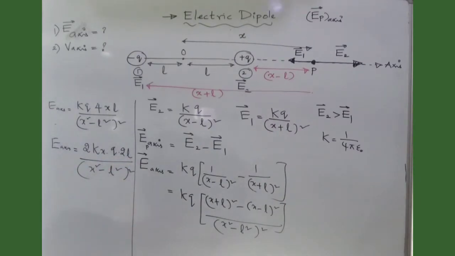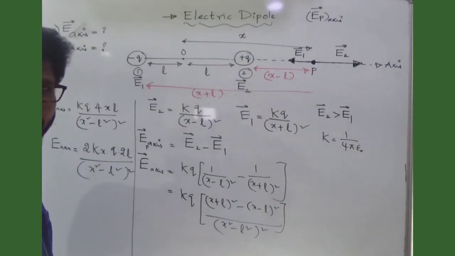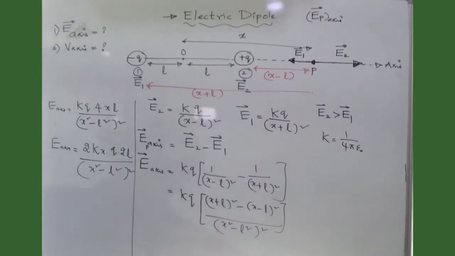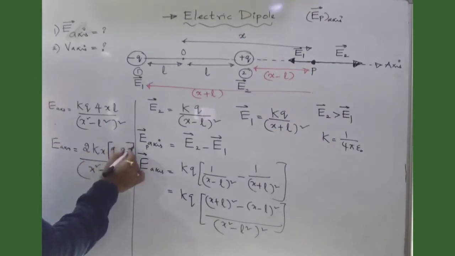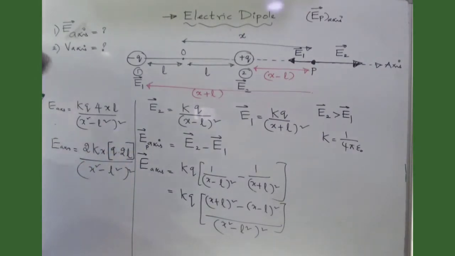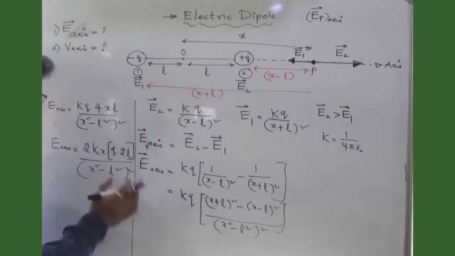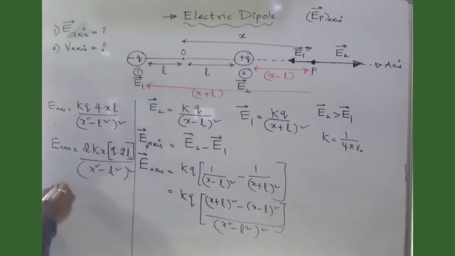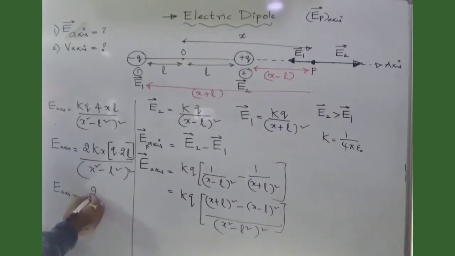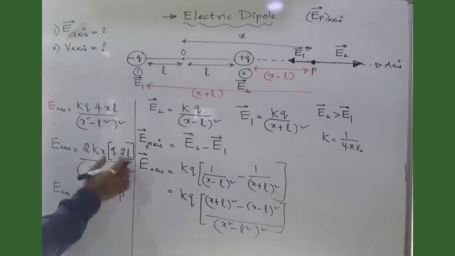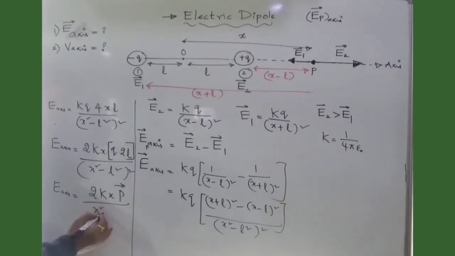Is there any problem? Writing 4 as 2 into 2 is not a problem. So q into 2L can be written as what? P. Right? So E axis is equal to 2kx into P, where P is the dipole moment, divided by (x square minus L square) whole square. Is it clear till this point, all of you?